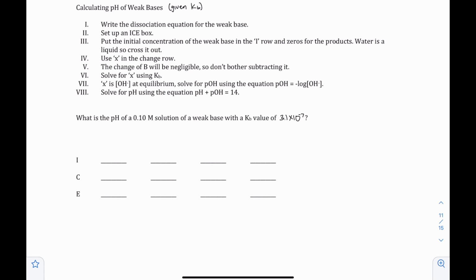To calculate the pH of a weak base given its Kb, use the following steps. Write the equation for the dissociation of the weak base. Set up an ICE box with the initial concentration of the base, zeros for the products, and liquid water crossed out. Use X in the change row and make sure to follow the stoichiometry of the reaction.